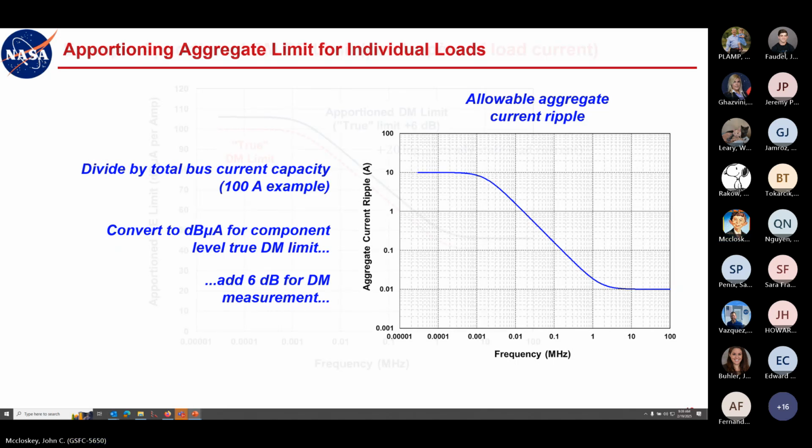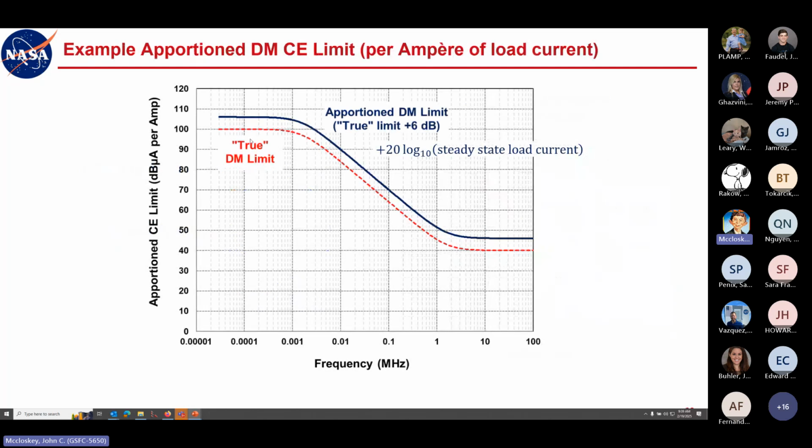Okay. So when you work through the math to get the true differential mode limit per ampere, you get this dashed red curve. Then we add the 6 dB to it to get the dark blue curve. So that's the apportioned differential mode limit per ampere. And so if you have more than 1 amp of steady state current, you would just add 20 times log to base 10 of whatever that steady state load current is. So if it's 2 amps, you would add 6 dB to this limit.